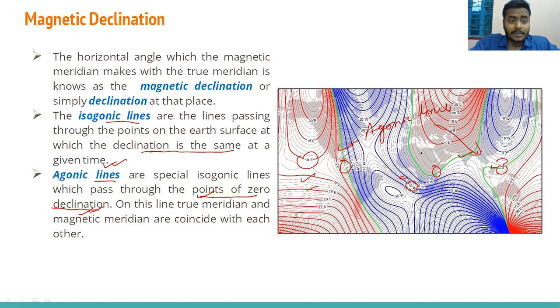So what is the importance of these lines? Because if we know these isogonic lines, it will be very easy to calculate or do the survey work. Means no need to calculate declination at every place. You will see, okay, this place declination is this much. So directly we can calculate what the true bearing is, right?